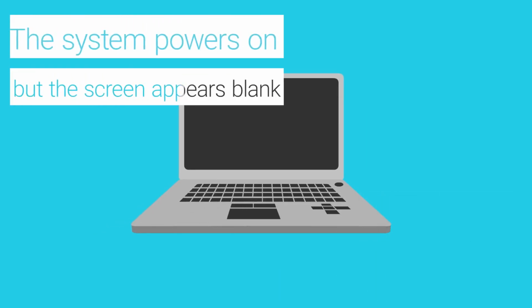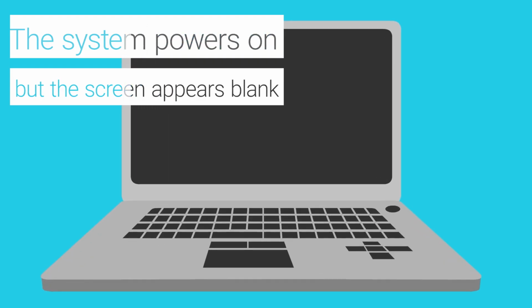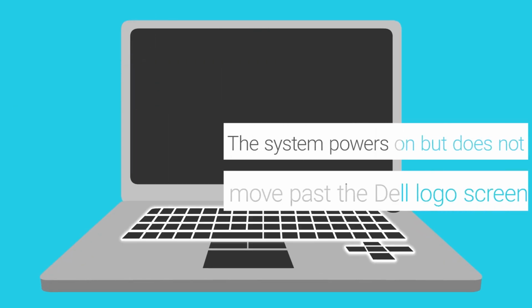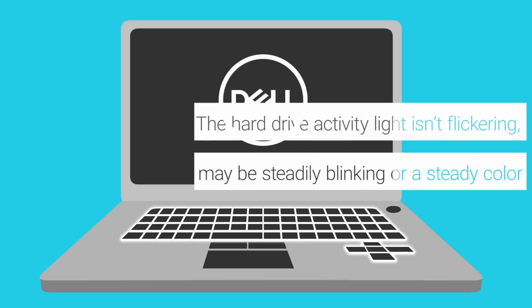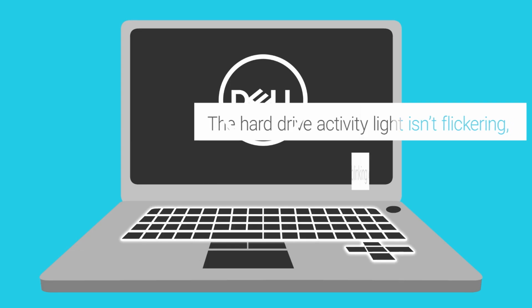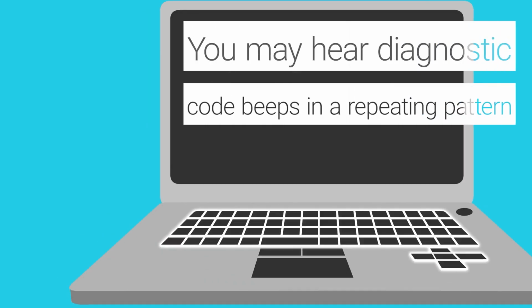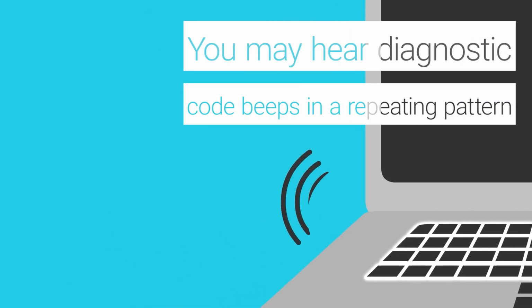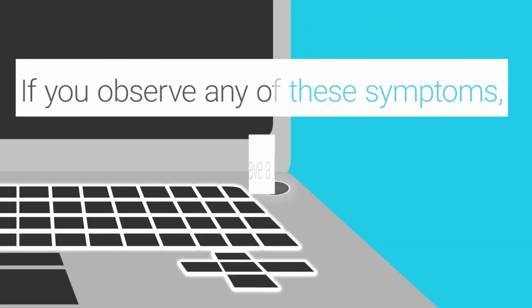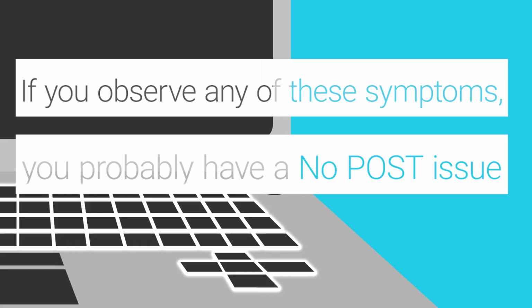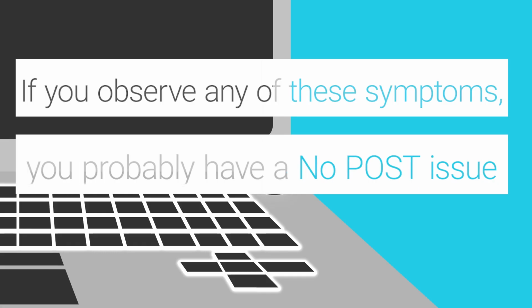The system powers on, but the screen appears blank. The system powers on, but does not progress past the Dell logo screen. The hard drive activity light isn't flickering, or it may be steadily blinking or maintaining a steady constant color. You may hear diagnostic code beeps in a repeating pattern. The power button may be flashing in a repeating pattern. If you observe any of these symptoms, chances are your PC is experiencing no POST.